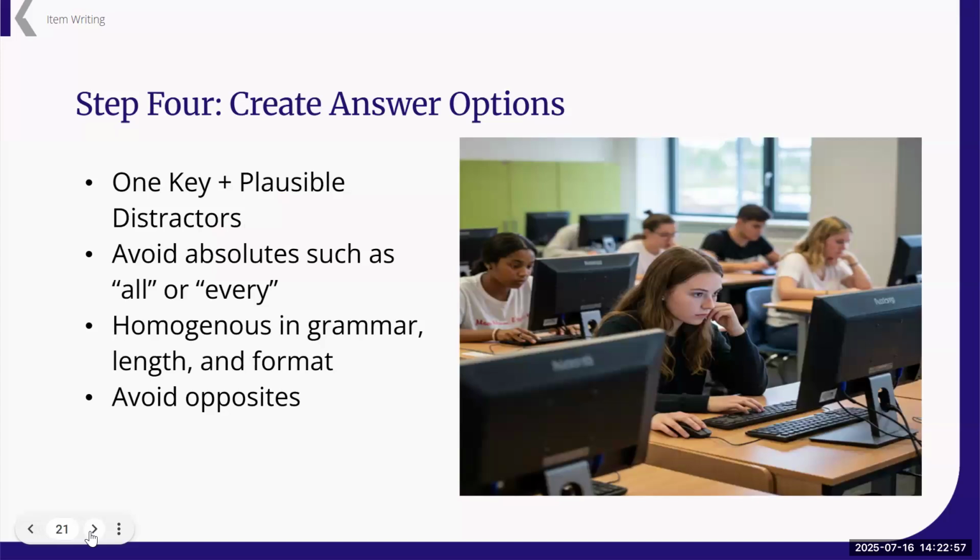The last step is writing the answer options, arguably one of the trickiest parts of item writing. But here are some suggestions to do it effectively. First, include one key, the correct response, and 3 to 4 plausible distractors. The distractors should be clinically reasonable, not obviously wrong or silly. They should reflect common errors in thinking or real misconceptions that students might have. The best distractors challenge students to analyze and discriminate, not guess.